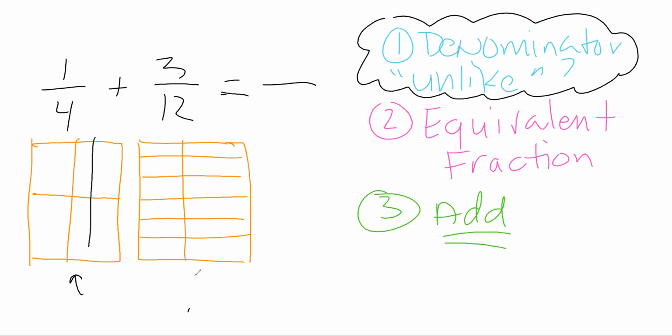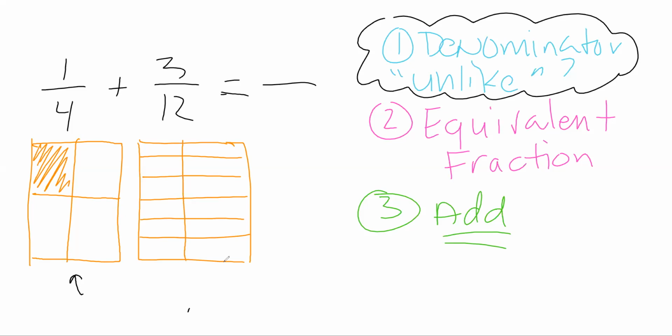So let's see. What if we went here? Here, 1, 2, 3, 4, 5, 6, 7, 8, 9, 10, 11. So there's 12, but my pieces aren't equal. So let's go back to the drawing board. What else can we try here? Maybe we should probably have this shaded in so it makes sense. All right, I went down the middle.